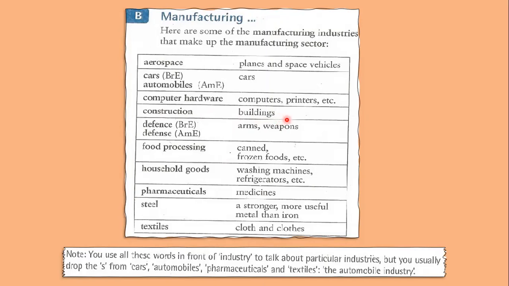When we talk about an office, a land, a parking lot, etc., any construction is considered buildings. Okay, defense industry, with C for British English or S for American English, when we talk about arms or weapons. Food processing industry, when we talk about canned food or frozen foods.